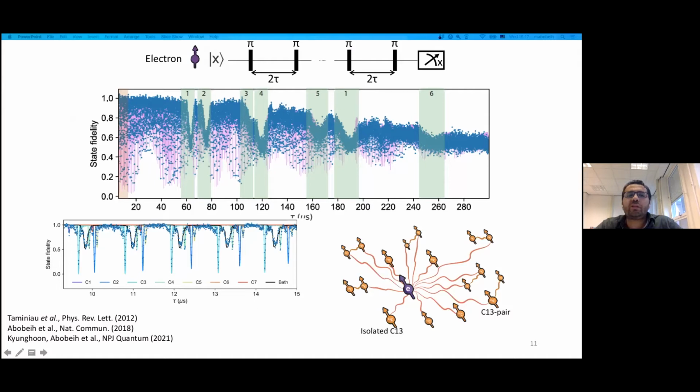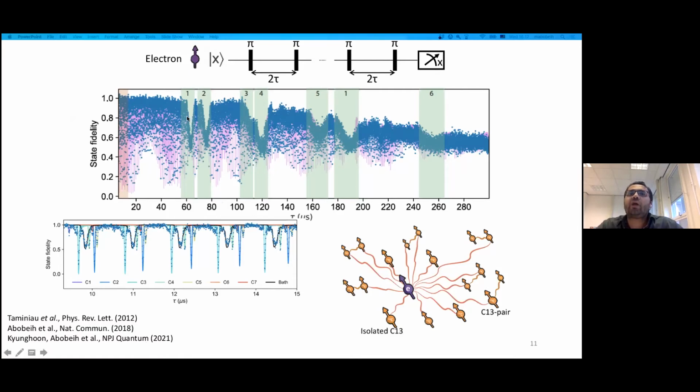And more recently, we used machine learning methods to do fitting of these complex signals, and we found that we can detect more than 30 spins in this complex signal.